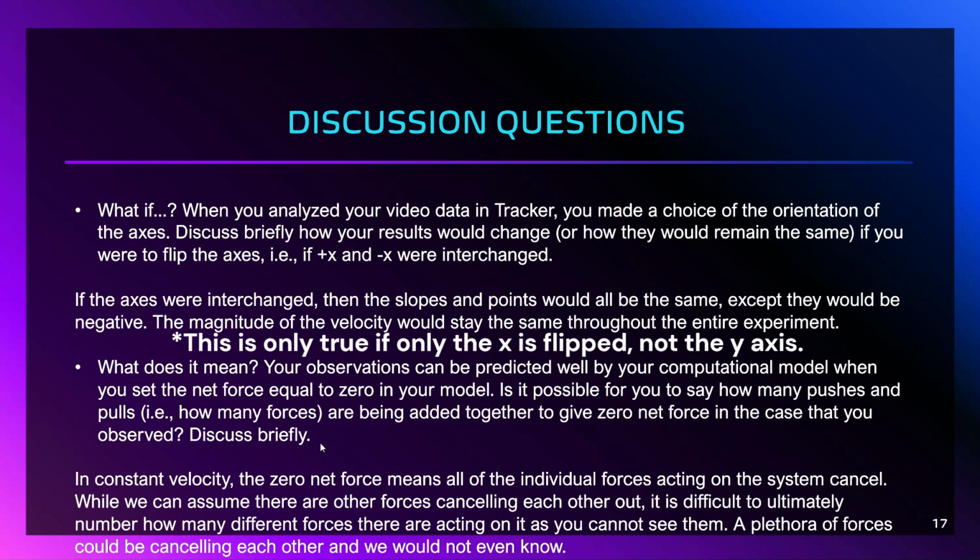And overall, there's not really a great way to tell, because even though F-net is 0, there's plenty of forces happening, but they're canceling each other out. So it's very difficult to pinpoint each and every force that is canceling out. But we just know that since the velocity is constant, the net force is 0.